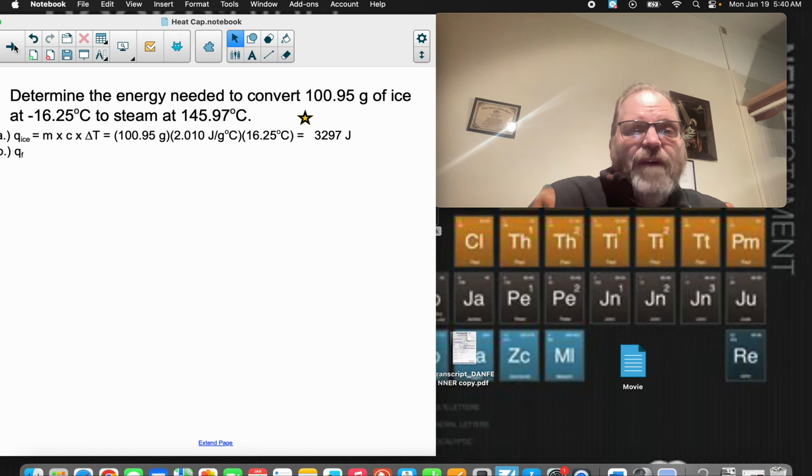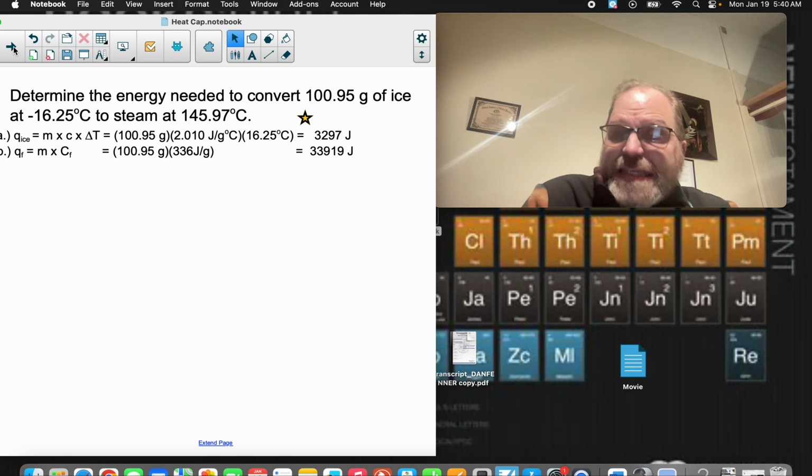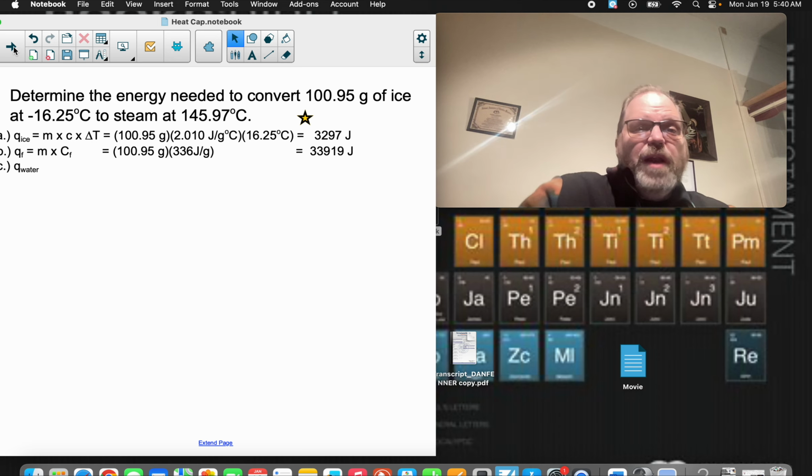Now we're at that melting point. So Q of F is equal to M times C of F. We take 100.95 grams, mass doesn't change. C of F is 336 joules per gram. Grams cross out, left in joules. 5 sig figs, infinite sig figs. We get 33,919 joules.